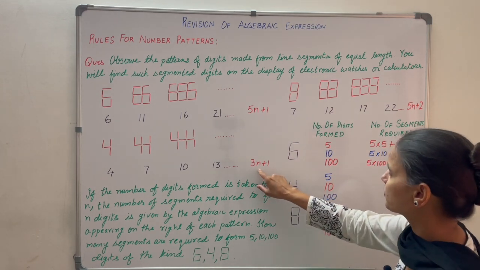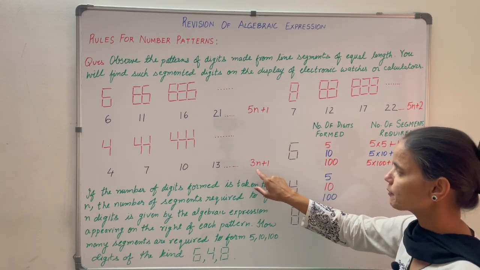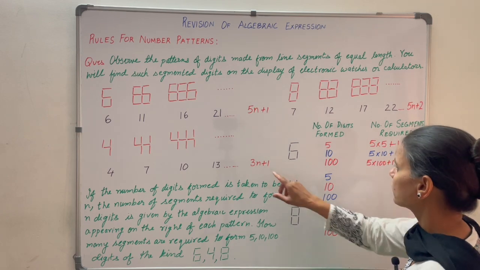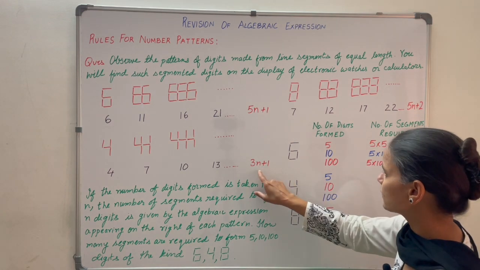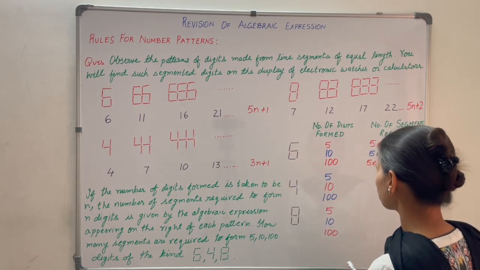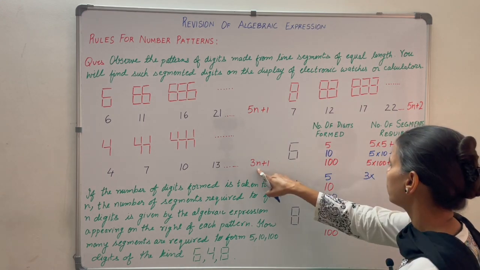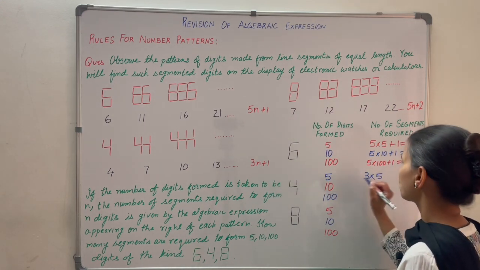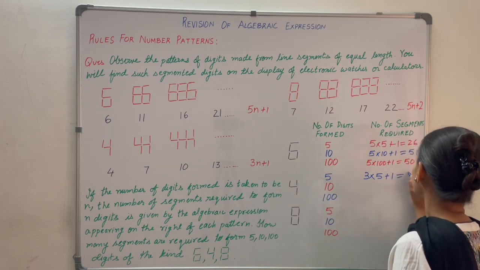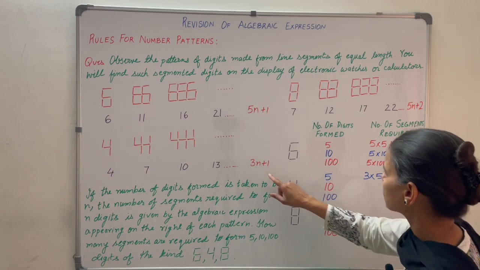So this is the algebraic expression for n fours. The number of line segments required is 3n plus 1. So now the value of n given to you is 5. When there are 5 fours, how many line segments will be required? 3 into 5, because there are 5 fours, plus 1. So this is 16.